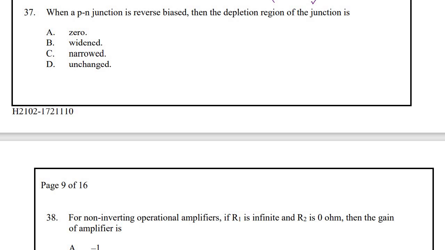Then we have question number 37. When a PN junction is reverse biased, then the depletion region of this junction is widened. Okay. In forward bias condition our PN junction's depletion region becomes narrow, whereas in reverse bias condition it is widened. 37, option B is the right answer.